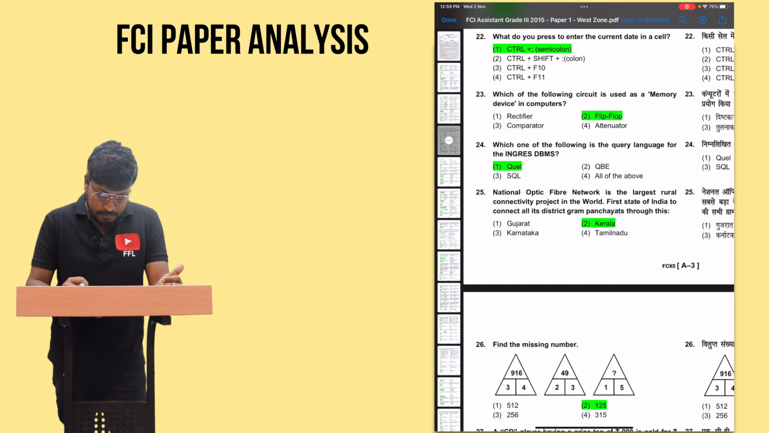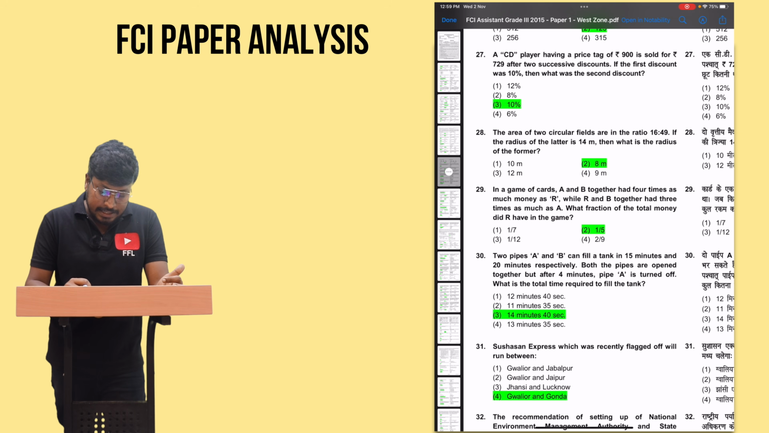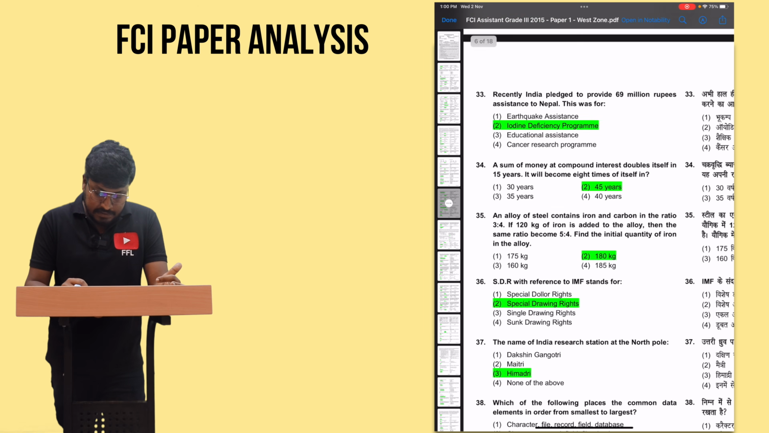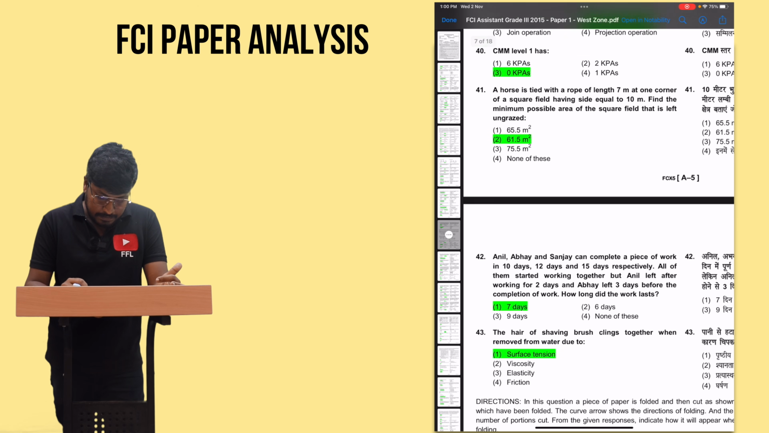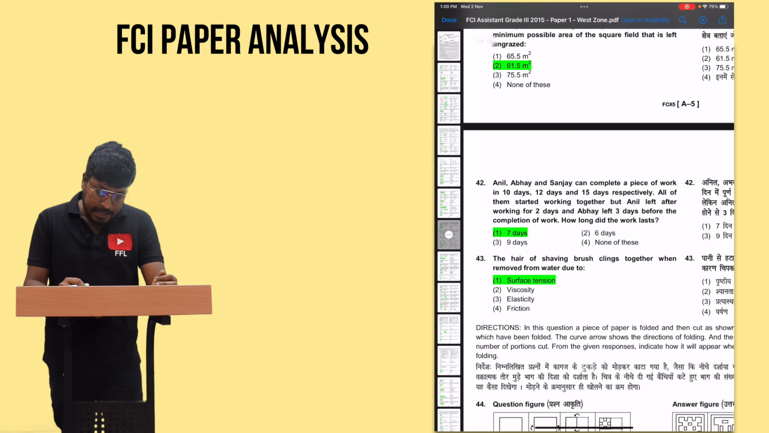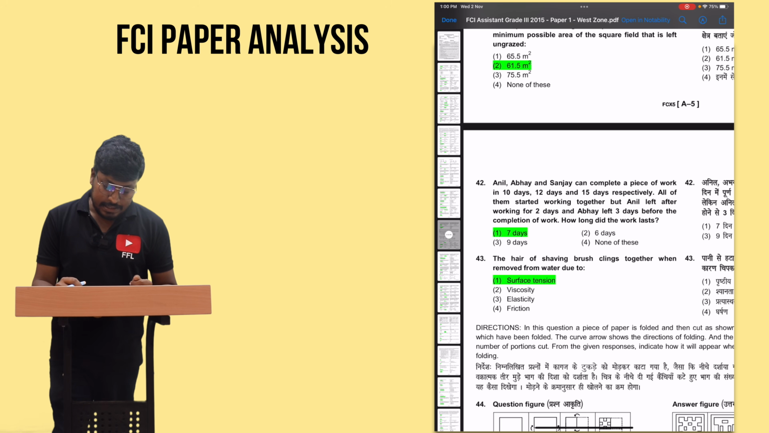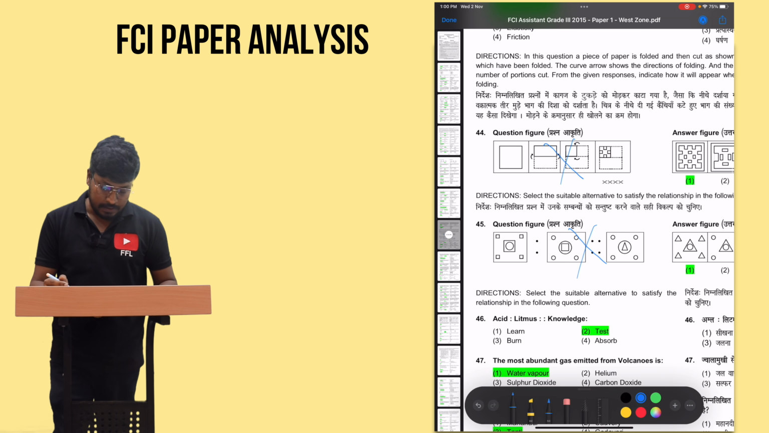Got it? And then find the missing number. 30th question, 2 pipes A and B, which is from pipes and cisterns, area of two circular fields, measurement topic. See, all these are alloy of steel, allegation and mixture. 42nd question, Anil and Sanjay completed a piece of work in 10 days, 12 days. So actually it's from time and work. So you don't have to study this, right? You don't have to study this.